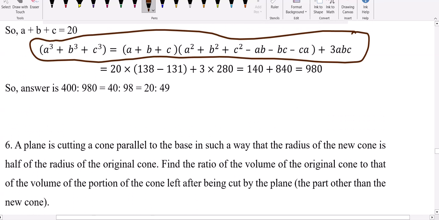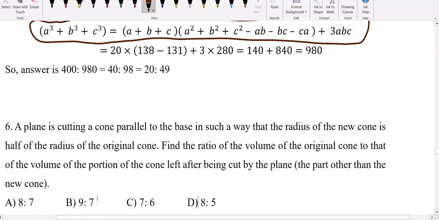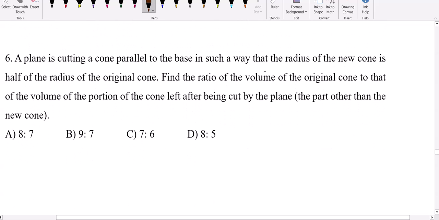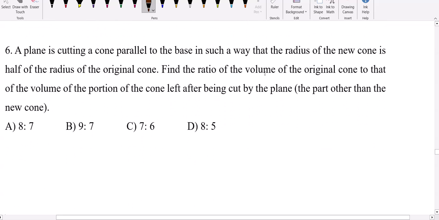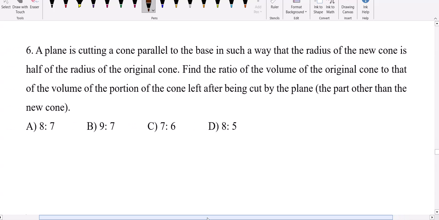Now, a plane is cutting a cone parallel to the base in such a way that the radius of the new cone is half of the radius of the original one. Find the ratio of the volume of the original cone to that of the volume of the portion of the cone left after being cut by the plane, the part other than the new cone. So read the question. Now you need to calculate the volume of the original cone to that of the portion of the cone left after being cut by the plane.